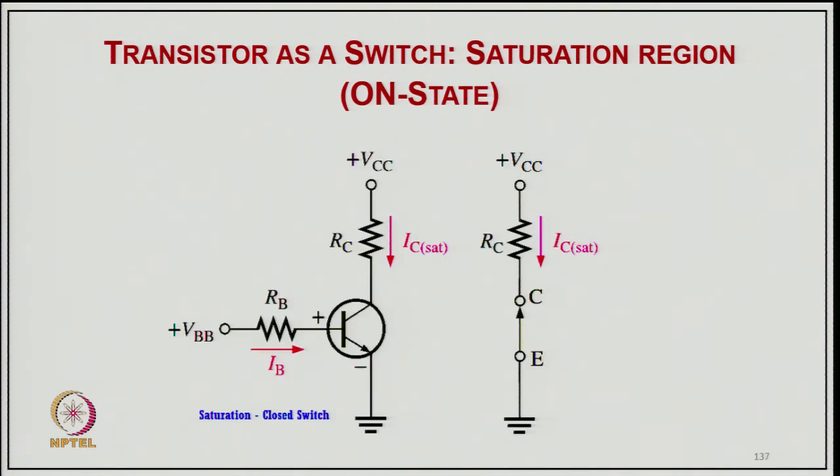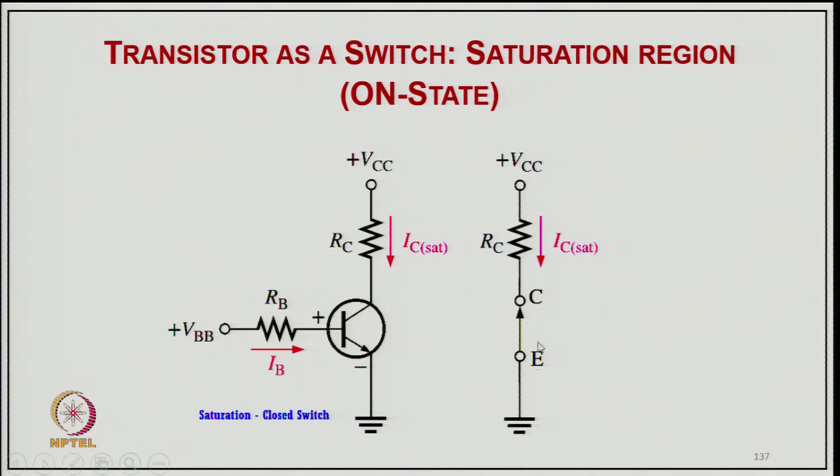Here we have a resistor to limit the saturation current, but it can otherwise be a part of the load, and this is the base resistance and base current. When we apply the base current, the transistor goes into saturation only if the base current is above a particular limit, and then it becomes just a switch.